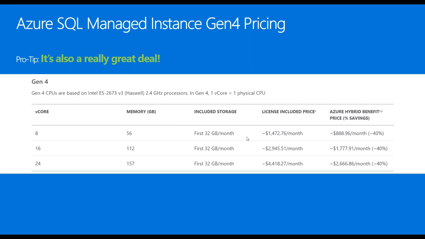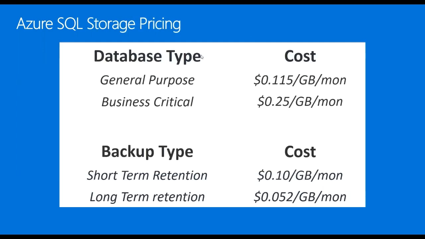I don't have the ability to do reserved instances. Those are something that's going to be coming soon. But again, that hybrid benefit makes an enormous difference in the overall pricing. If I can bring my own license, that's an awesome scenario. So an 8-core, 56 gig of memory drops from $1,472 down to $888 per month. 40% reduction for bringing my own license into Azure. And I think most of our customers are going to own SQL and be in that scenario.